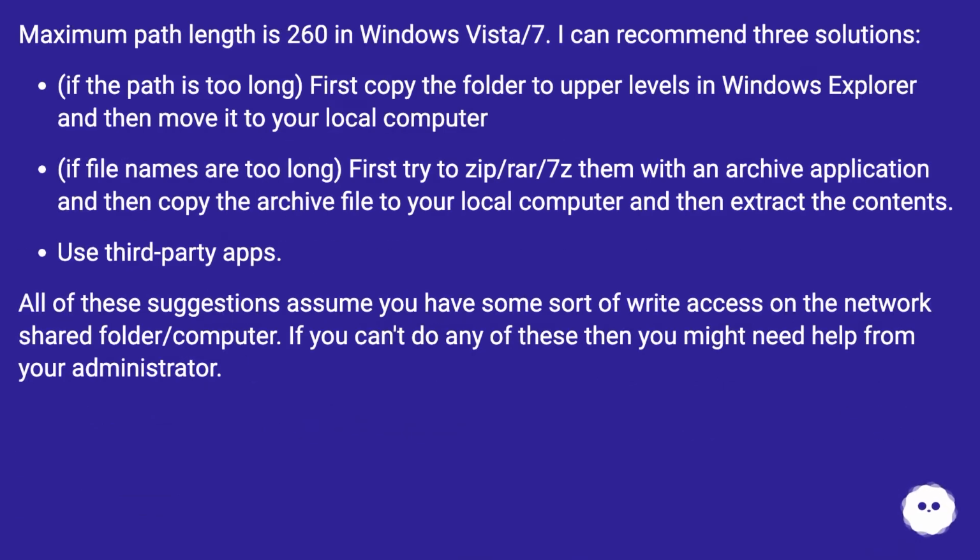Maximum path length is 260 in Windows Vista and 7. I can recommend 3 solutions. If the path is too long, first copy the folder to upper levels in Windows Explorer and then move it to your local computer. If file names are too long, first try to zip or 7z them with an archive application and then copy the archive file to your local computer and then extract the contents. Use third-party apps. All of these suggestions assume you have some sort of write access on the network shared folder computer. If you can't do any of these, then you might need help from your administrator.